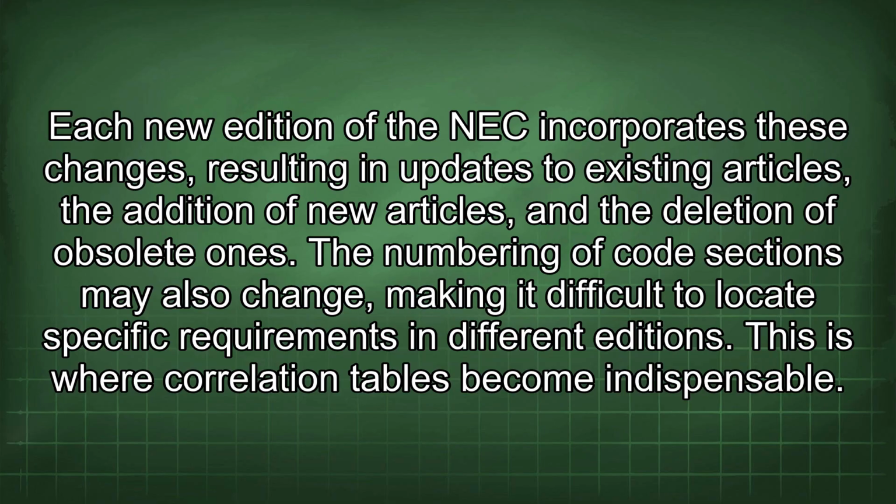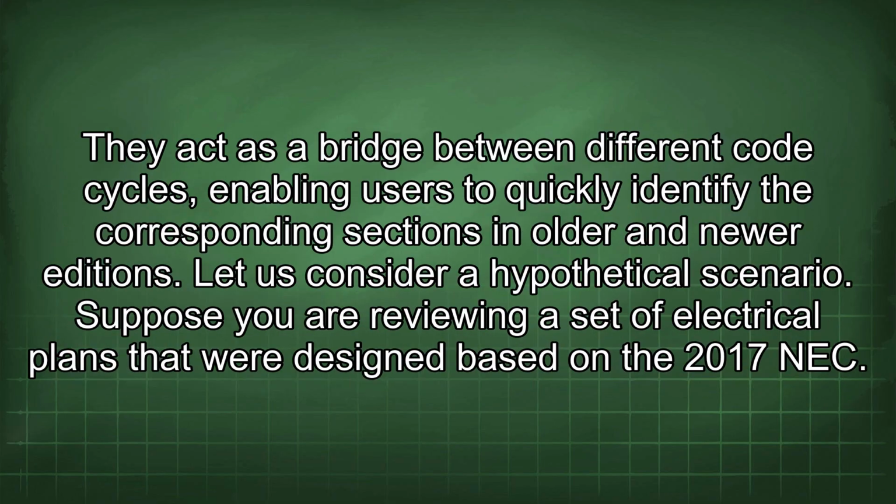The numbering of code sections may also change, making it difficult to locate specific requirements in different editions. This is where correlation tables become indispensable. They act as a bridge between different code cycles, enabling users to quickly identify the corresponding sections in older and newer editions. Let us consider a hypothetical scenario.